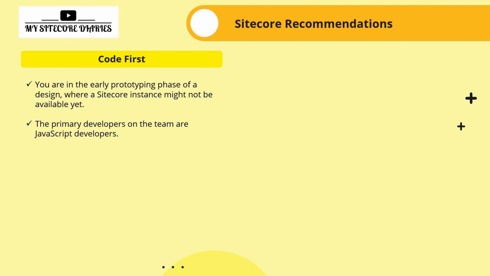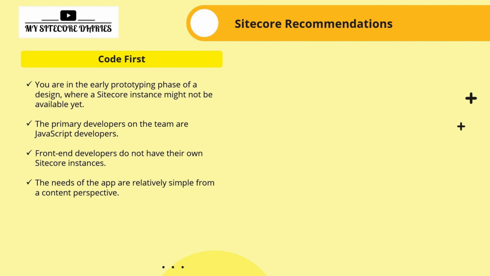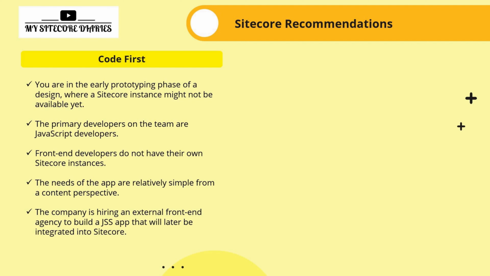So your primary skill set is JavaScript, then you go for code first. Front-end developers do not have their own Sitecore instance. You have a limitation on the Sitecore instances, so you cannot provide Sitecore to everyone, then you go for a code first approach. The needs of the app are relatively simple from the content perspective. So content is not a critical thing in this application. The company is hiring an external front-end agency to build a JSS app that will later be integrated into Sitecore. So your work is given to a third-party company who is working only on the JSS app. Then you will prefer to have a code first approach.